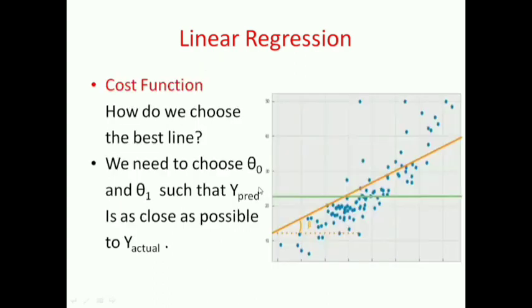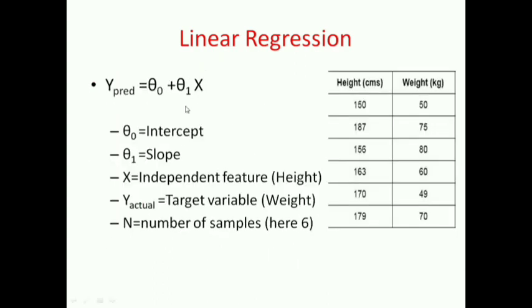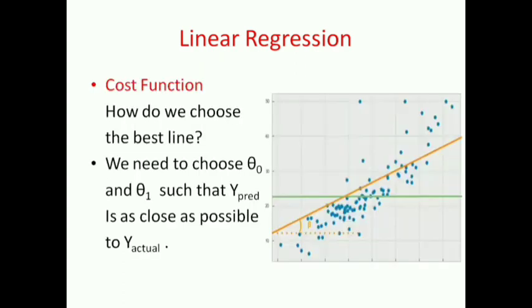As we have defined, we can use this equation for predicting, but which line we want to fit depends on theta naught and theta 1. Different combinations of theta 1 and theta naught will give you different lines. So there are a lot of lines that can fit these data points. This orange one is one line, this green one is another line, and similarly there can be different pairs of theta naught and theta 1 which can pass through these points.